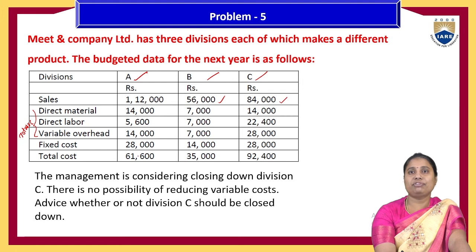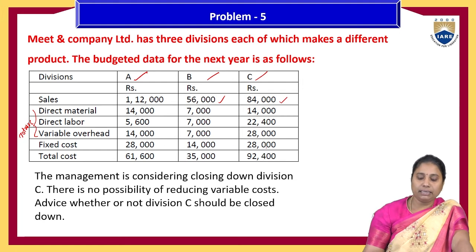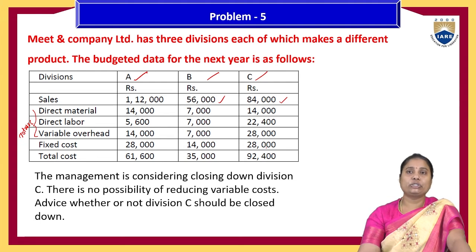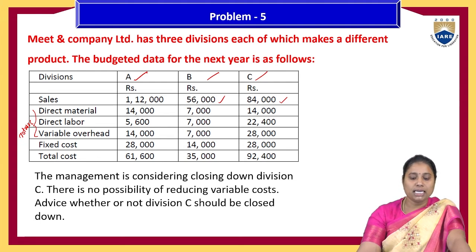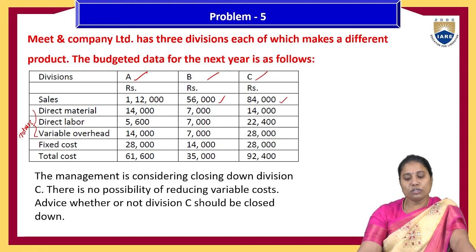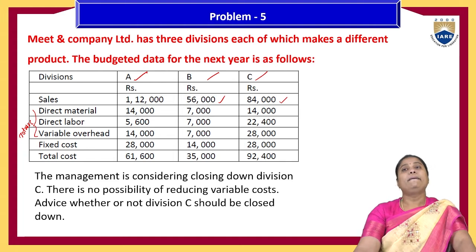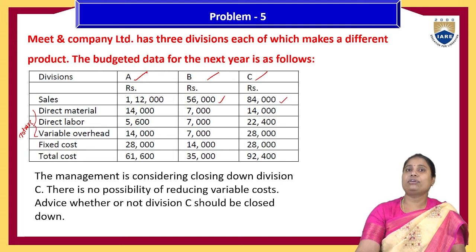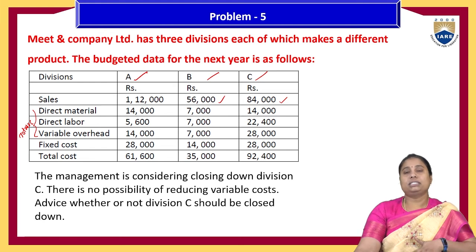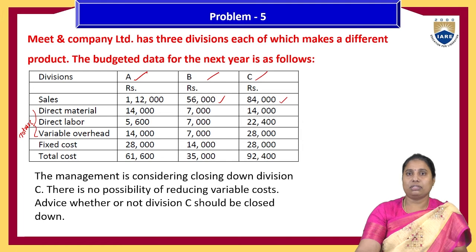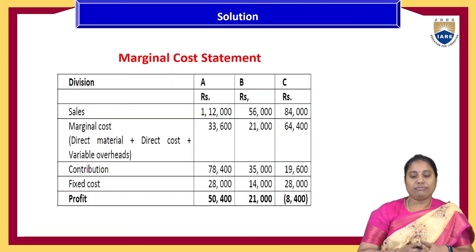But they have given the fixed cost of the different divisions A, B and C, and the management is considering closing down division C. There is no possibility of reducing variable cost. Advise whether or not division C should be closed down. So with this data, we have to tell them whether closing division C is profitable for them or not, and whether it is cost beneficial. We have to give the solution for them.